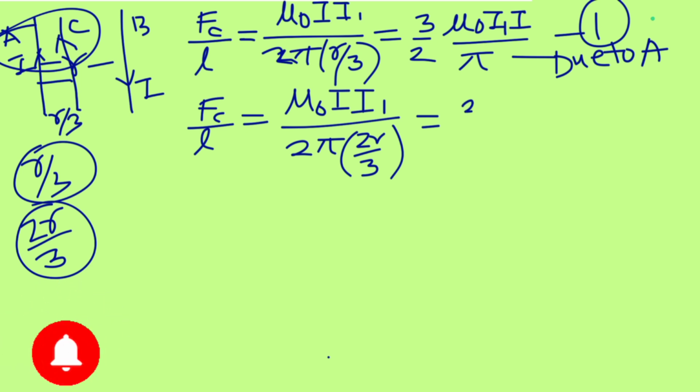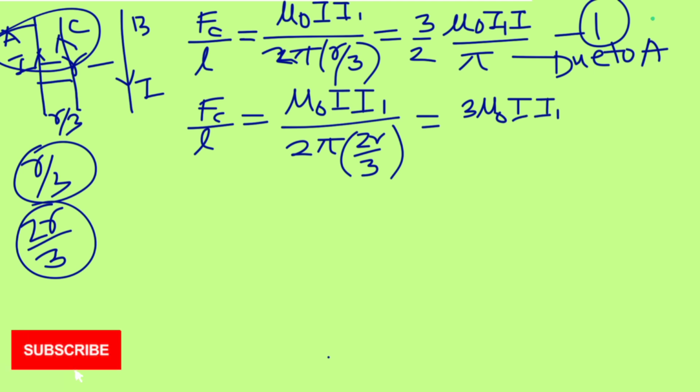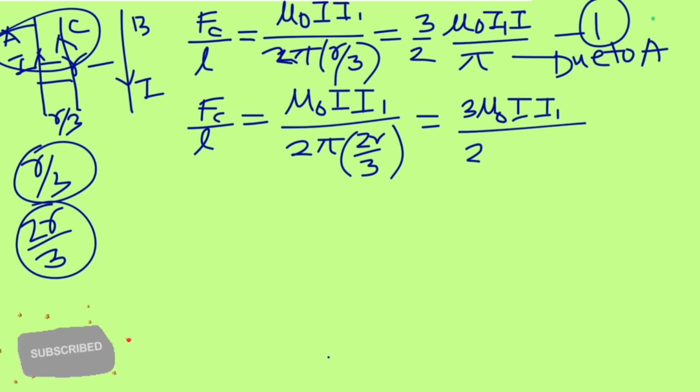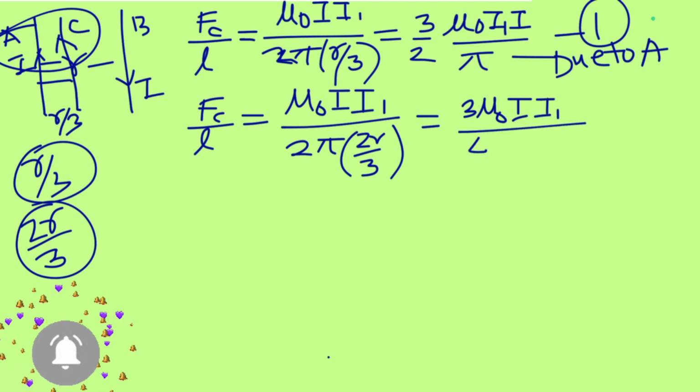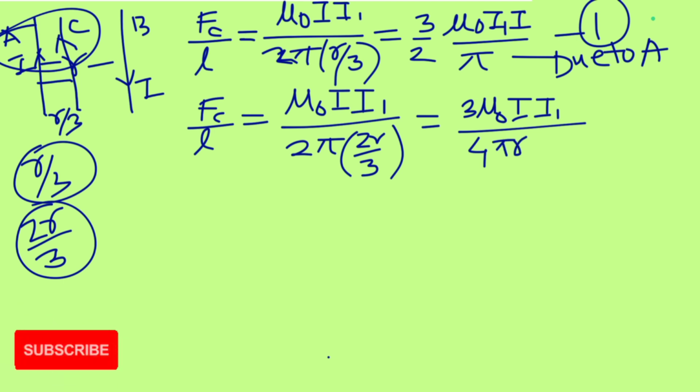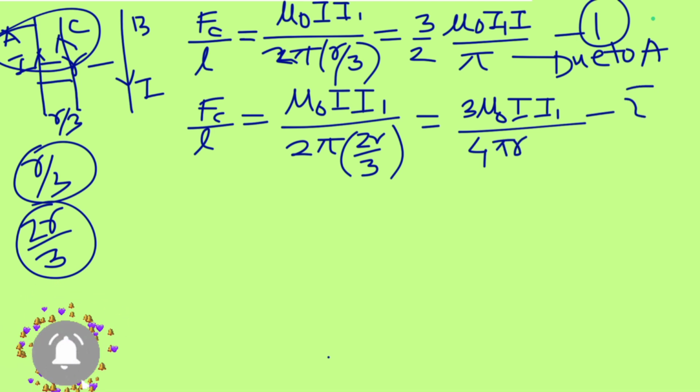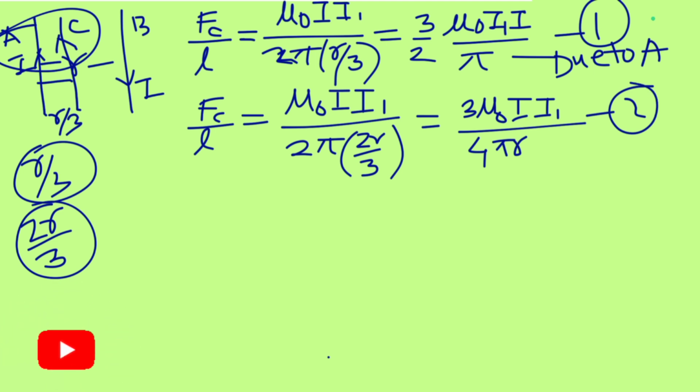Now 3 will be on the numerator side, mu naught I1 again divided by, now 2 will become 4, so I will write 4 pi r. Correct. Now this is equation 2. What we have to calculate? We have to calculate the net force.